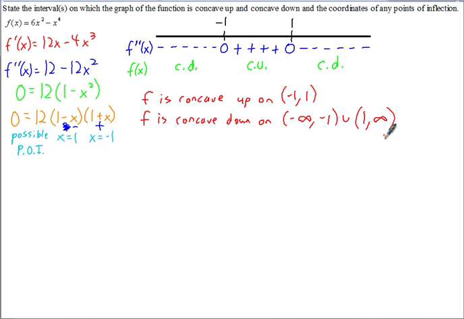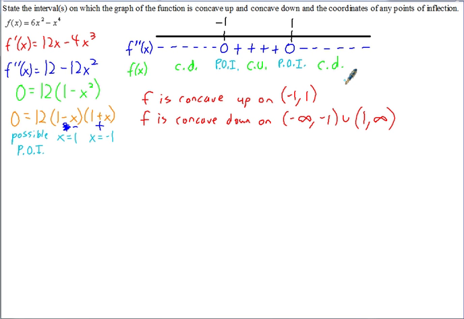And now we can actually look at our number line and see if the possible points of inflection actually are points of inflection. At negative 1, the second derivative does change sign. It does switch from concave down to concave up. So that is a point of inflection. And at 1, the second derivative changes from positive to negative. It switches from concave up to concave down. So that's also a point of inflection, since the second derivative switches sign and changes concavity.